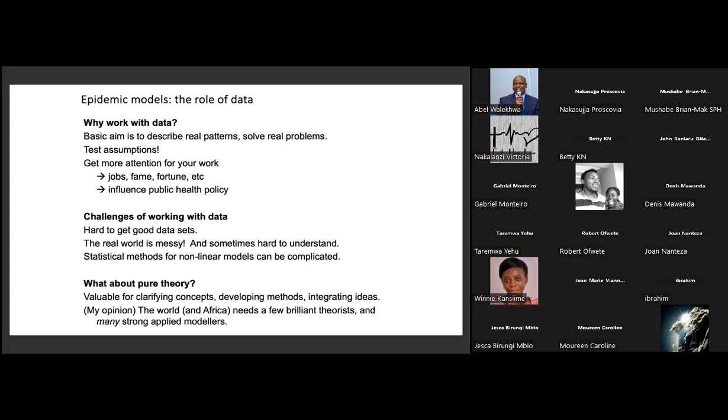It is valuable for clarifying concepts, developing methods, integrating ideas. And in the world, we need a few brilliant theorists and many strong applied modelers. So it is important that you can come on board, but you have to understand that the processes are quite messy. There is no single line between one transition and the next.